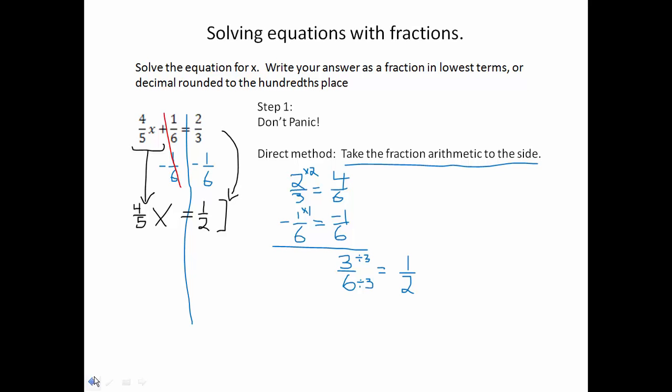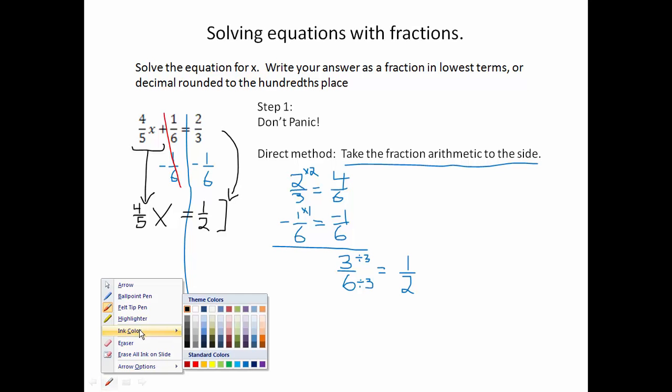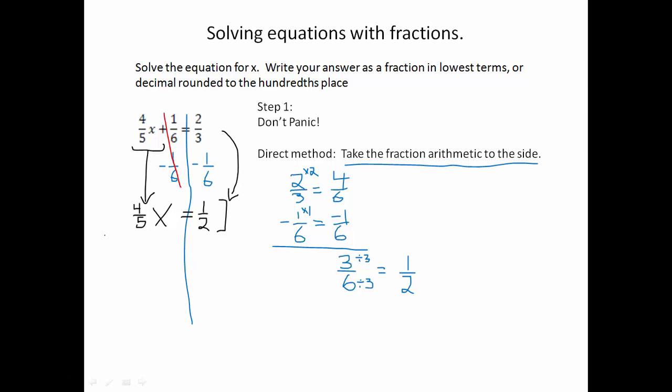Okay, next step. If I have a number that's touching the x, that's multiplied with x, I'm going to want to cancel that out last. So I'm going to cancel out this 4/5 that's touching the x by dividing both sides by 4/5. Instead of using a fraction bar here, I'm going to actually use a little division symbol, divided by 4/5. And I'll write the same thing on the other side, divided by 4/5.